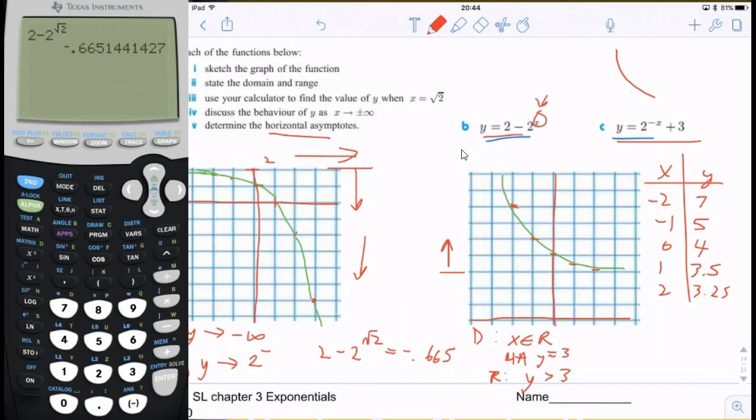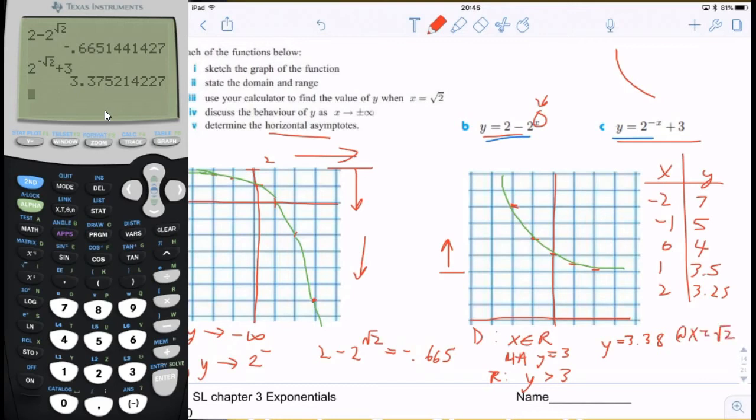Use your calculator to find the value of y when x equals square root of 2. So we're going to put 2 to the negative square root of 2 plus 3. And that's going to give us 3.38. That is at x equals square root of 2.